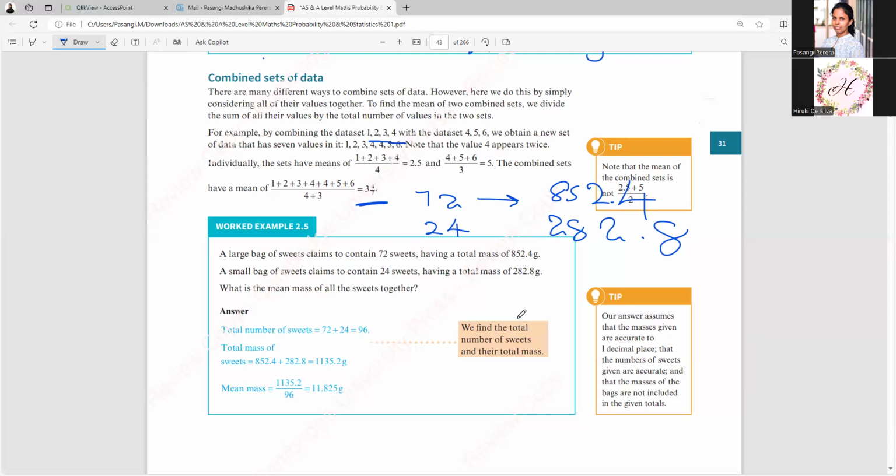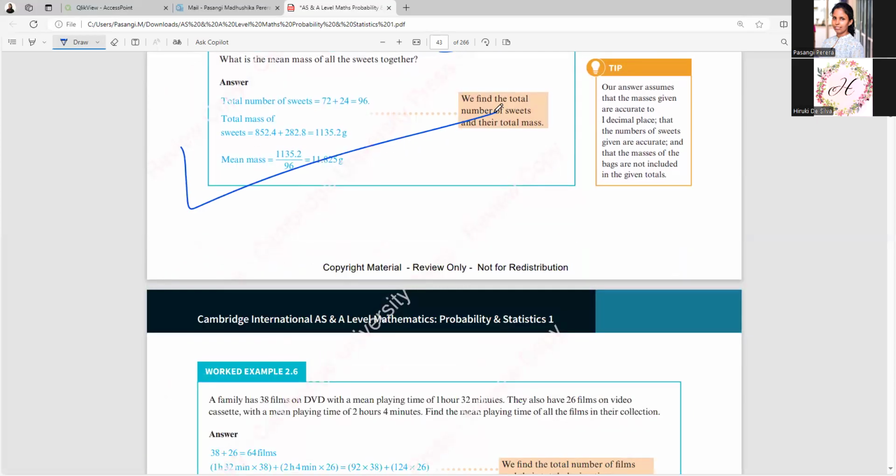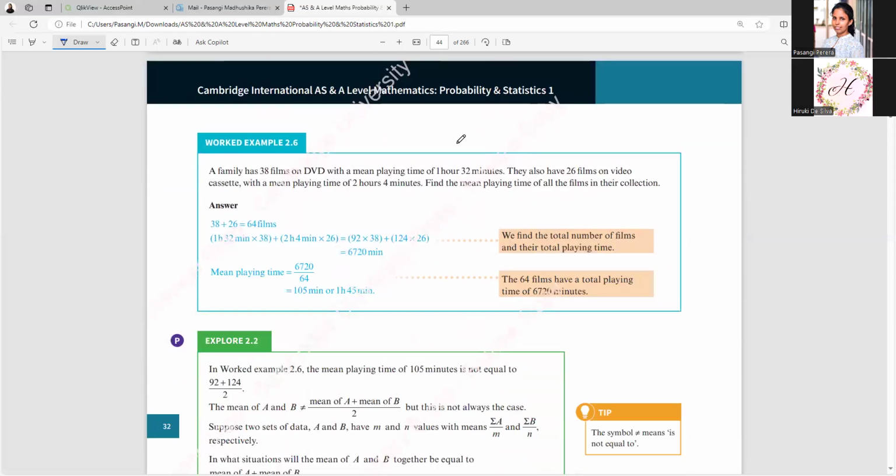So what do we have to do? We need to add 852.4 and 282.8 to get the total mass. Again we need to add these two numbers of sweets as well. And then we should divide those two totals. That would be the easiest way. Yes, that is done. Then the next example.